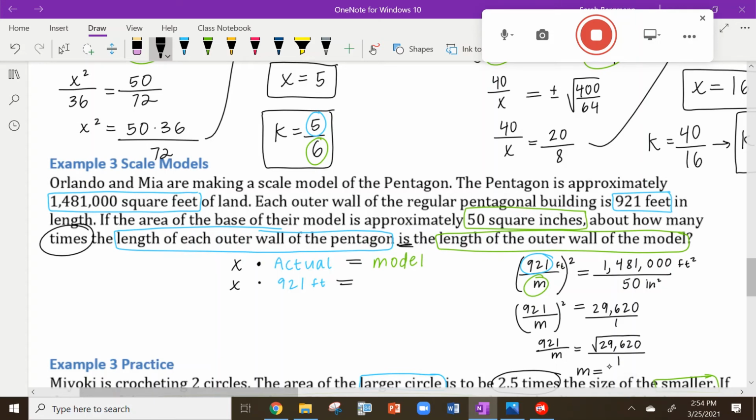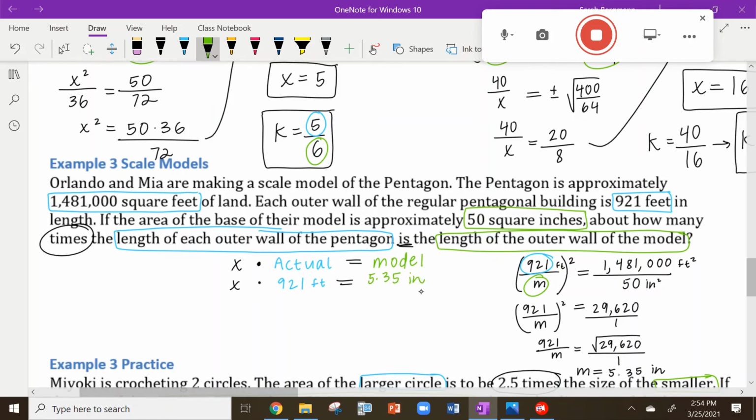That gives me about 5.35. Remember, we said the model is going to have a length in inches since the area of the model was in inches squared. So now the model has a length of 5.35 inches.